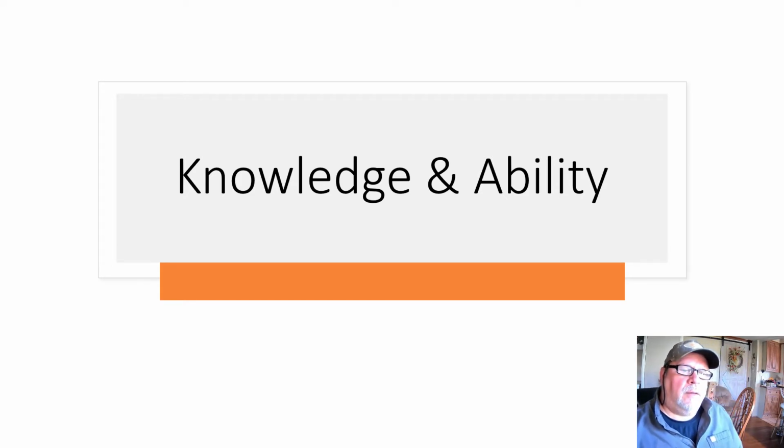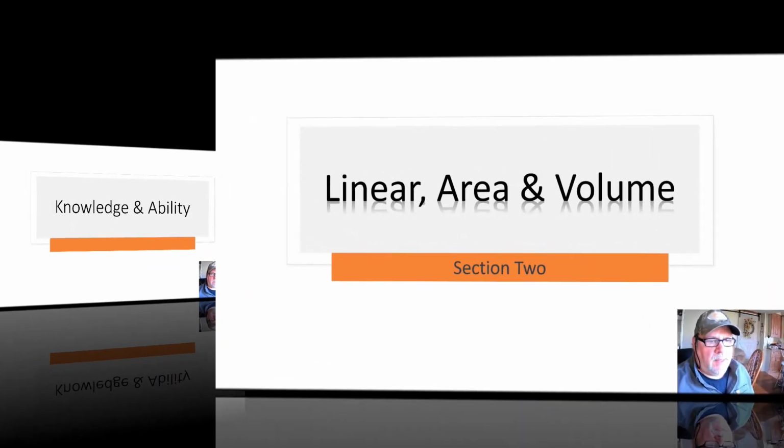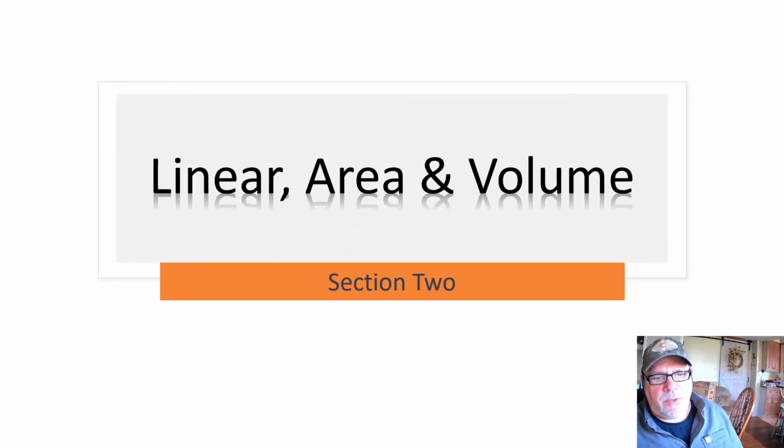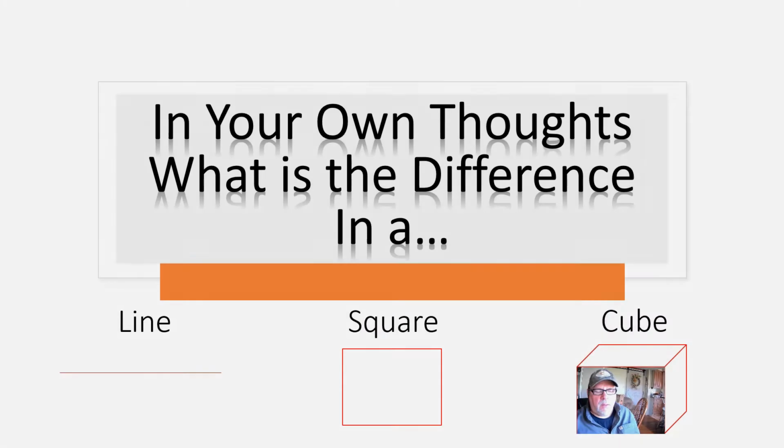He knew that the knowledge and ability that you have to do certain things can lead to opportunities that otherwise might not be possible. And today, as we start section 2, it's possible you might have the opportunity to learn something about linear, area, and volume. In your own thoughts, what's the difference in a line, a square, and a cube?